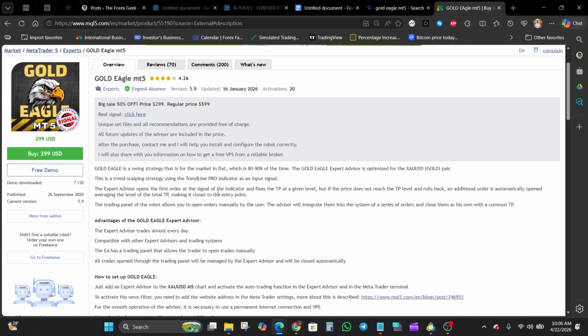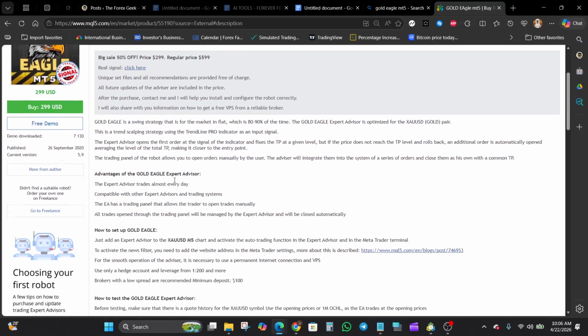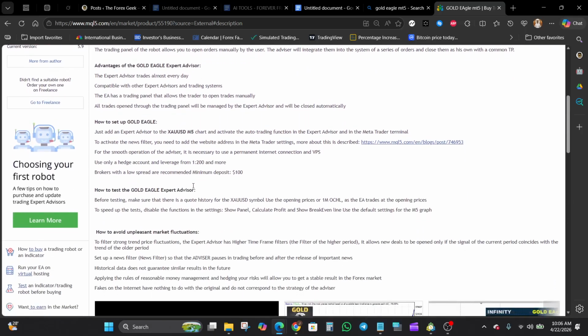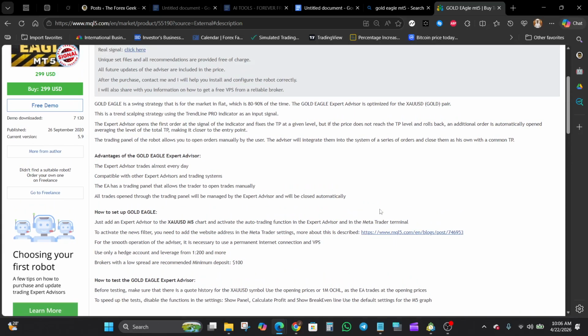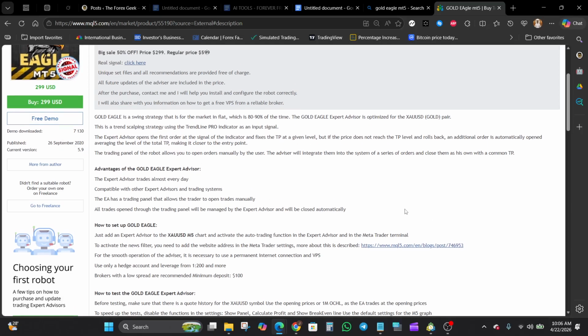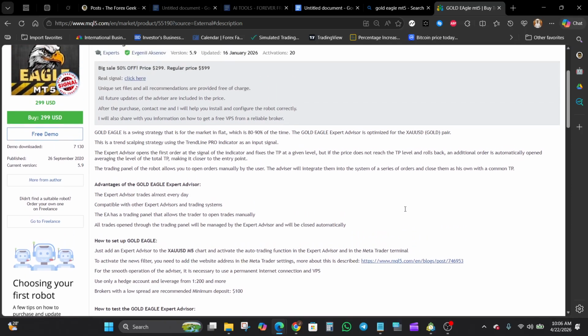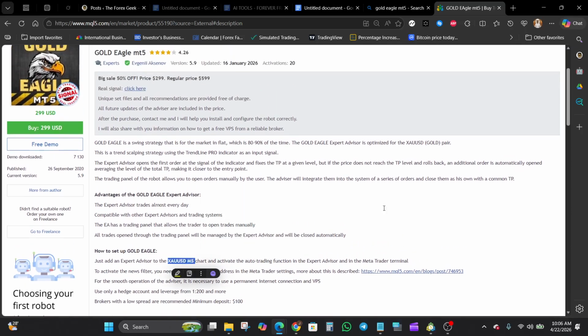Now, from the description, this EA is built around trading gold on the M5 time frame. All right, and it is designed to operate quite frequently. Okay, imagine an expert advisor trading on the M5 time frame. Of course, what are you going to expect? You can see that here, right? Trading on the M5 time frame, you're going to expect quite a number of trades, right? And it can trade almost every day as well, as you would expect.